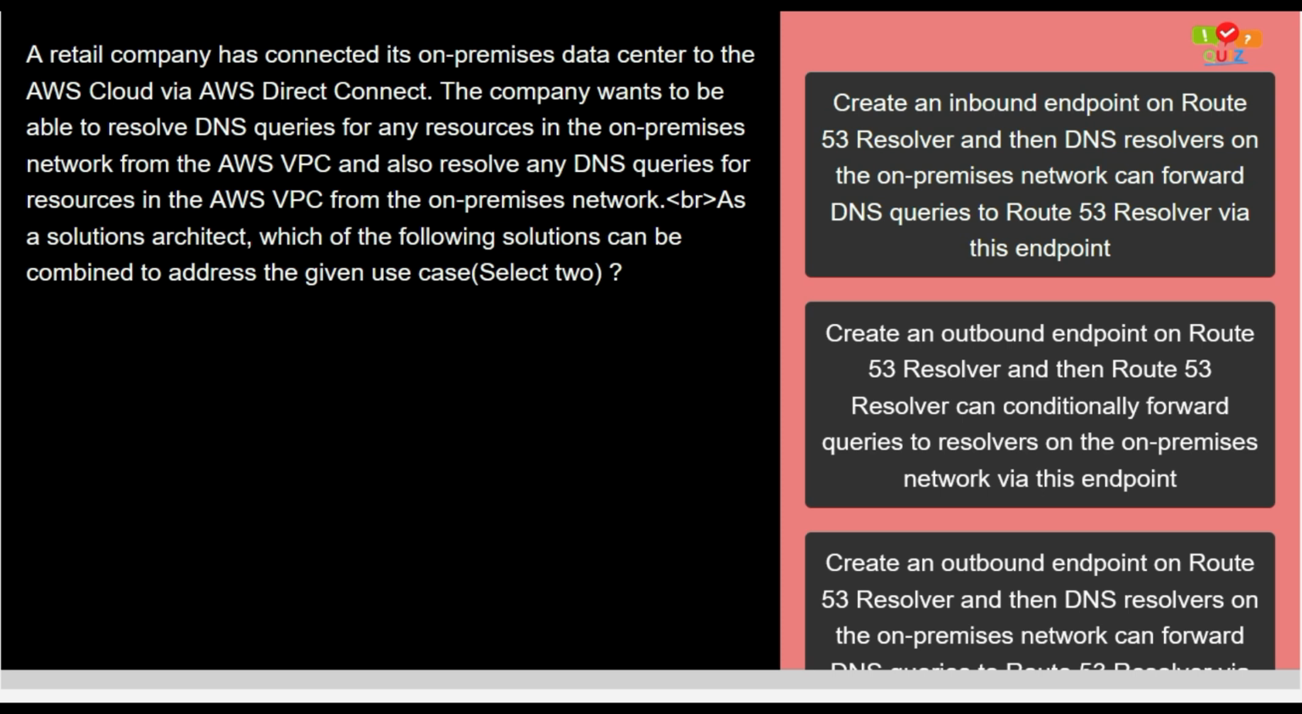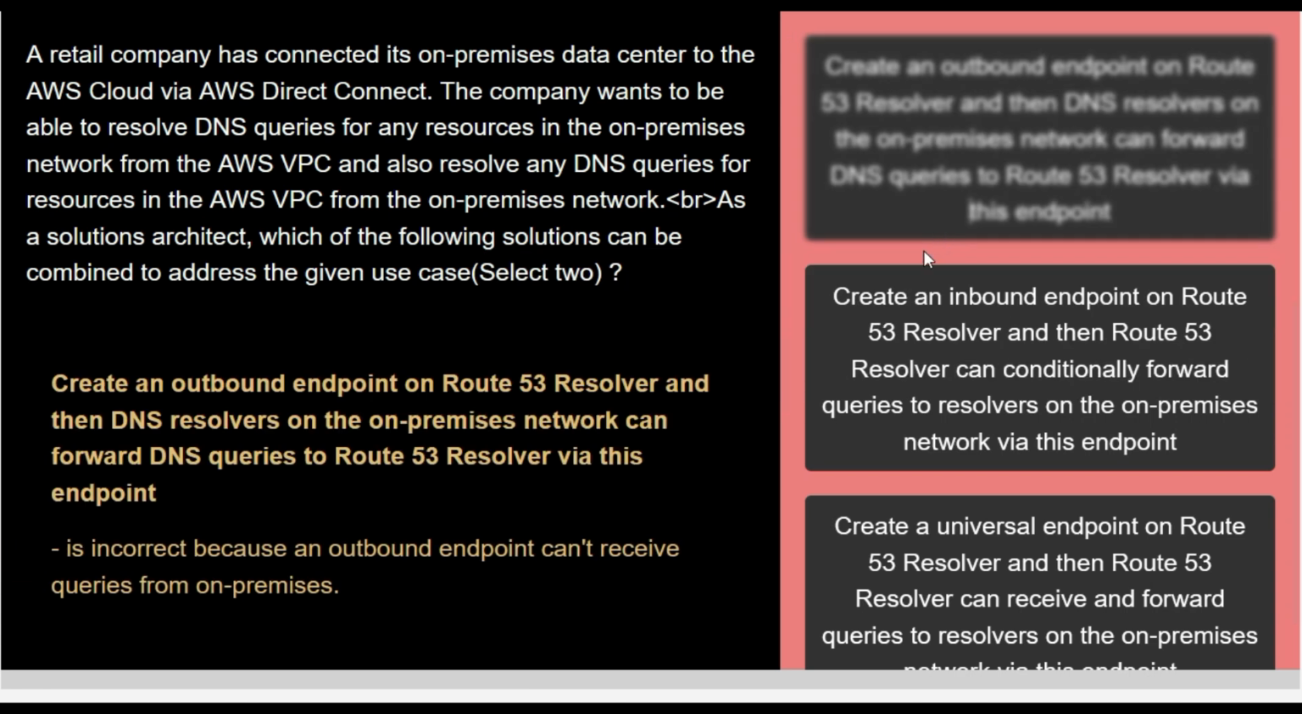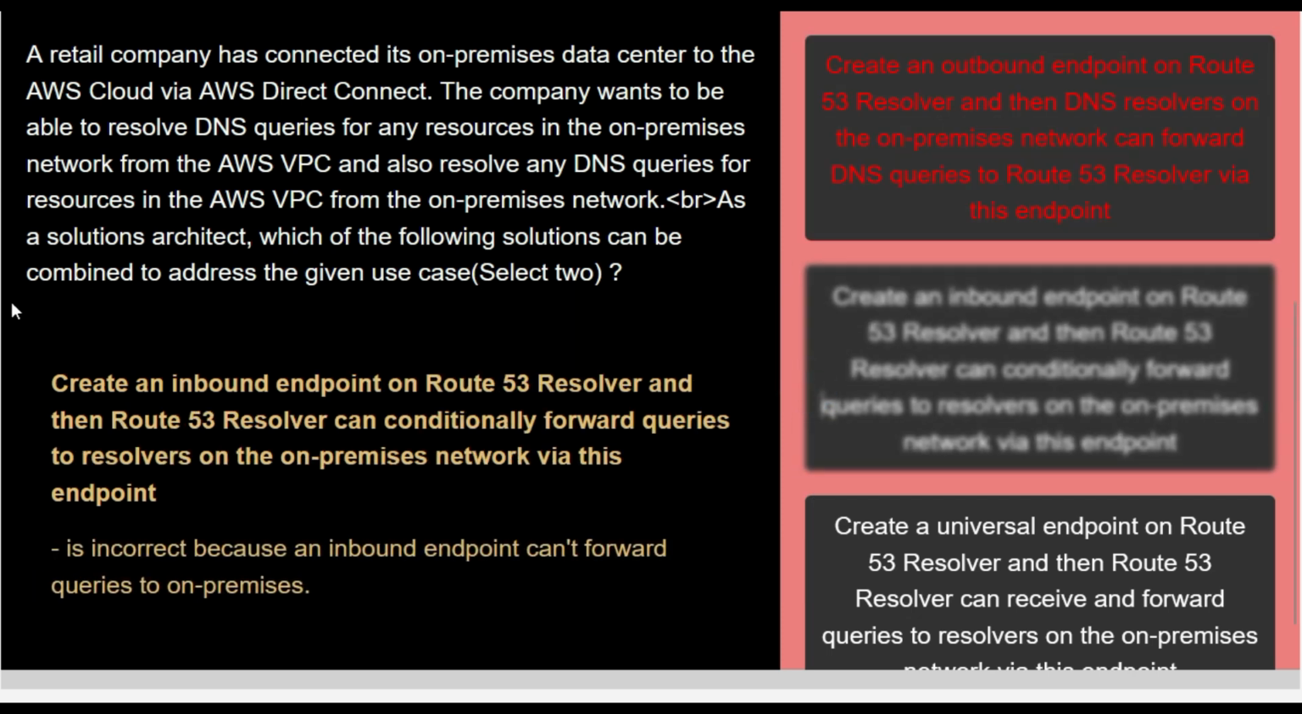Time up. Now let us analyze the answers. So option 3, which is create an outbound endpoint on Route 53 resolver, and then DNS resolvers on the on-premises network can forward the DNS queries to Route 53 resolver via this endpoint. So this option is incorrect, because an outbound endpoint cannot receive queries from on-premises. So wrong answer. Option 4, create an inbound endpoint on Route 53 resolver, and then Route 53 resolver can conditionally forward queries to resolvers on the on-premises network via this endpoint, is incorrect, because an inbound endpoint can't forward queries to on-premises.